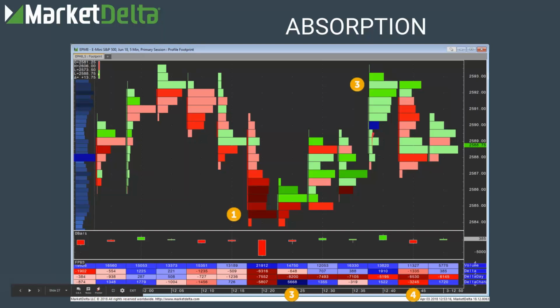But this shape of the bar, remember, the footprint profile, coupled with this is a really nice pattern. And you might choose not to look at it this way. To me, absorption's easier to see when it's the shape. It's easier to spot. But let's look at another example.